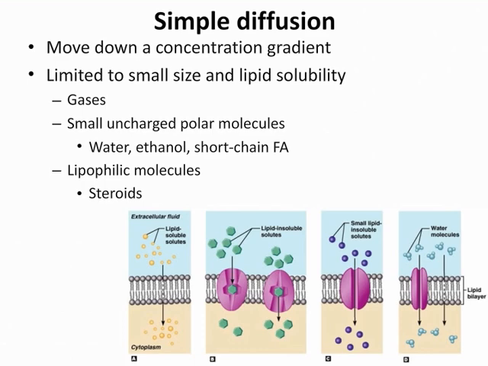So now we're starting to break down each type of transport. We'll start off with simple diffusion. So again, remember that's moving with your concentration gradient, limited to small size and lipid solubility. So you should know that gases, so if he says O2, that's a type of gas, right? Then you know you can use simple diffusion. Small uncharged polar molecules. So water, ethanol, short-chain fatty acids, all those are good examples of molecules that can use simple diffusion. And then lipophilic molecules such as steroids. So really knowing the examples, which ones can use and which ones cannot use simple diffusion.